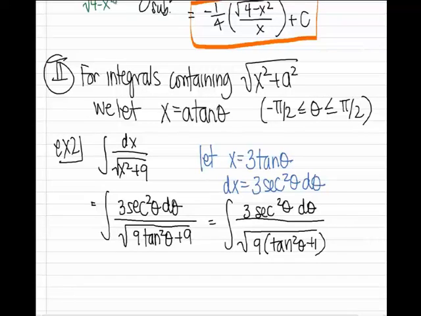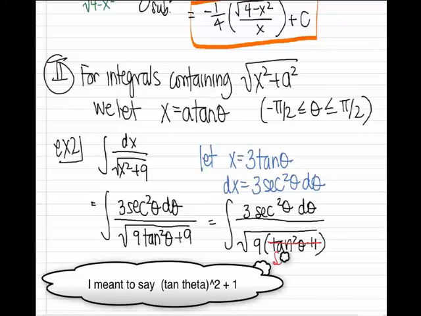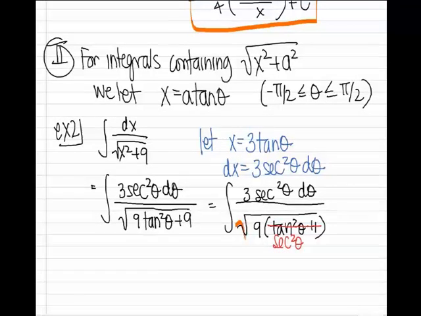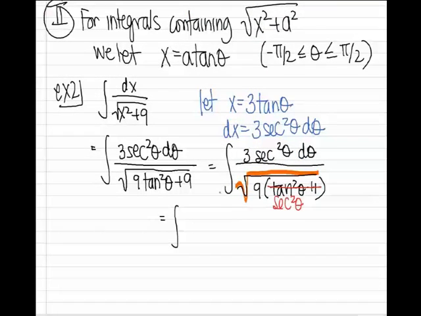And what is tangent squared theta plus 1? It's secant squared theta. Now this is still under the square root, so make sure you're careful when you simplify this. One of the most common mistakes here is people forget to take the square root and they cancel out all of the secants. Really, this is 3 secant theta on the bottom, so we're left with a secant theta d theta.